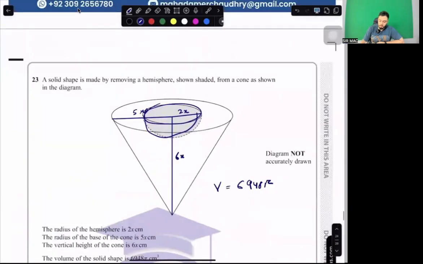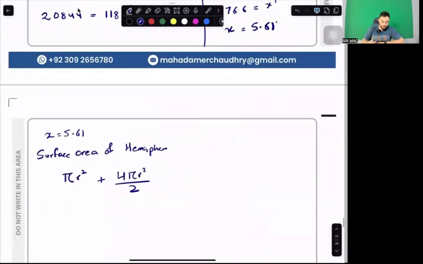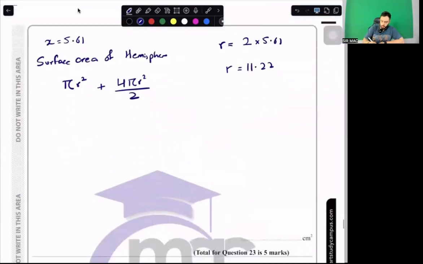The radius I have now, since the radius is 2x and I have the value of x, that's 5.61. So radius would be equal to 2 times 5.61. Your value of r, the radius, would be equal to 11.22. So you can just plug the values in: pi times 11.22 squared plus 4 pi 11.22 squared over 2.